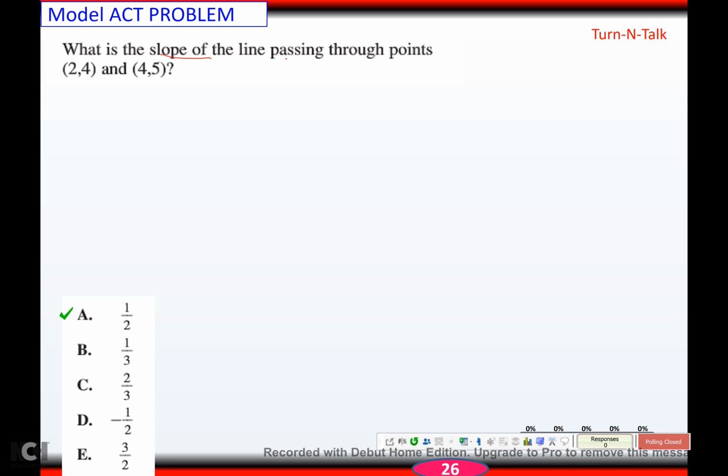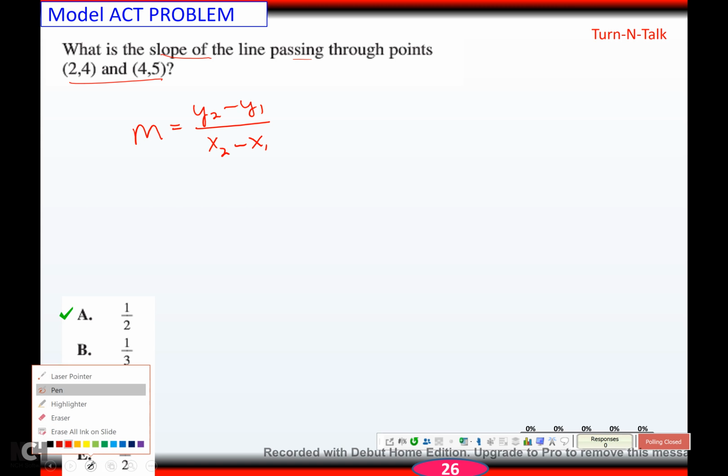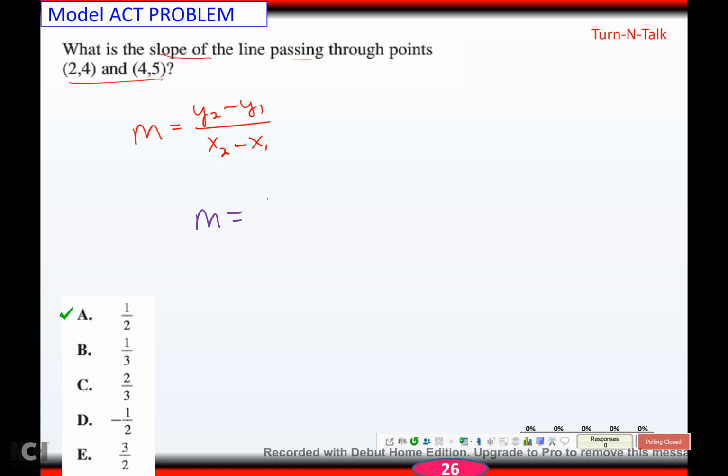All right, what is the slope of the line passing through those points? Slope formula is y2 minus y1 over x2 minus x1. So my slope is equal to, this would be x1, y1, x2, y2. Okay, so I'm going to have 5 minus 4, and I'm going to have 4 minus 2. Well, 5 minus 4 is 1, 4 minus 2 is 2. That gives me a slope of 1/2.